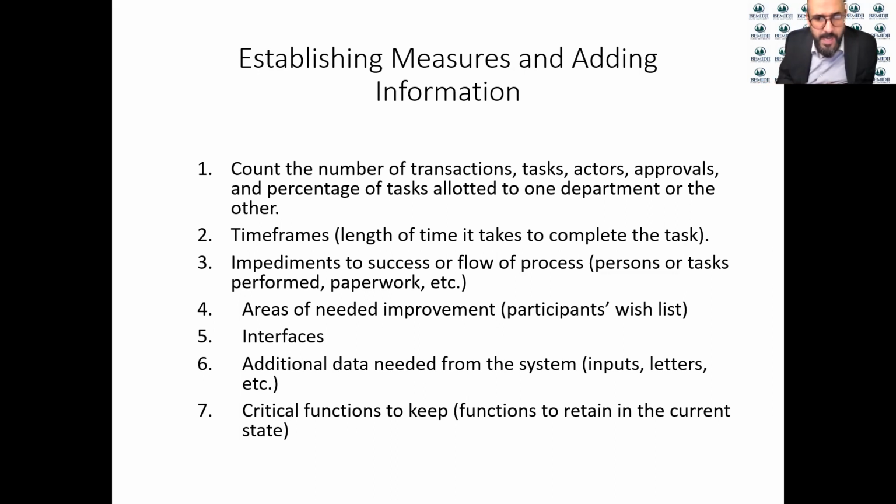Number two, time frames. How long will it take to complete one task? This is what we call the cycle time and throughput time, and maybe you could do the capacity as well. Number three, you want to look into the things that will help to succeed with the process or the flow of the pieces, such as the people who work on this process, the task, the machine, the work, the paperwork, etc.